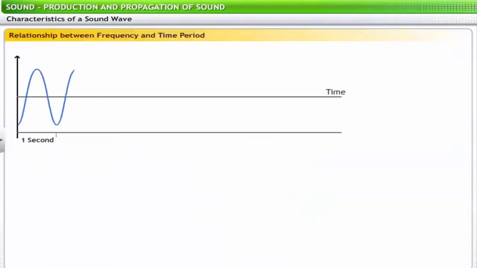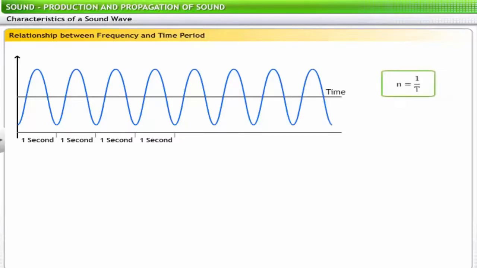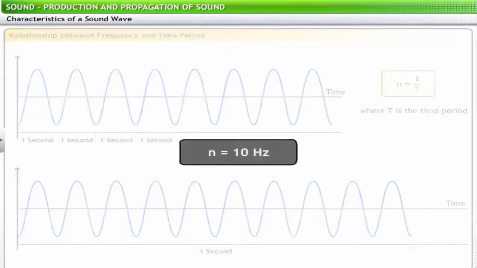Let's see how frequency relates to time period. The relationship between frequency and time period can be expressed as N is equal to 1 divided by T, where T is the time period. Thus, if the time period of a wave is 1/10 of a second, then we get 10 waves in 1 second. The frequency of this wave is 10 Hz.